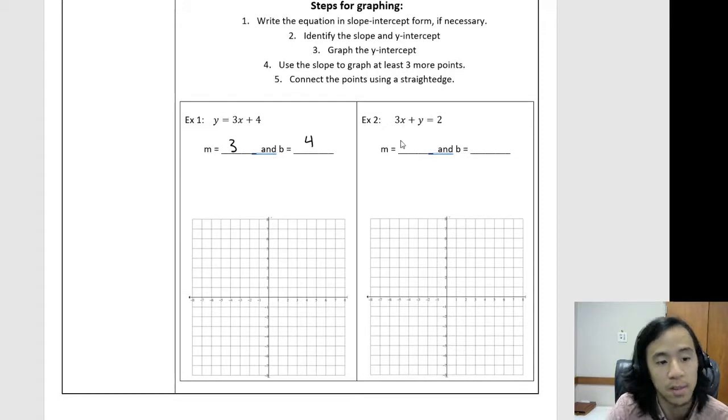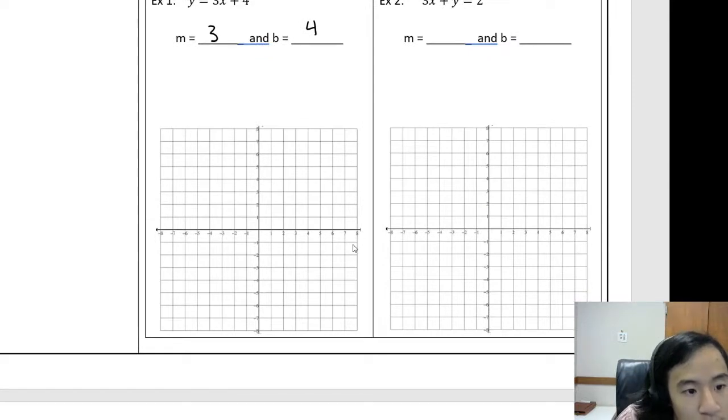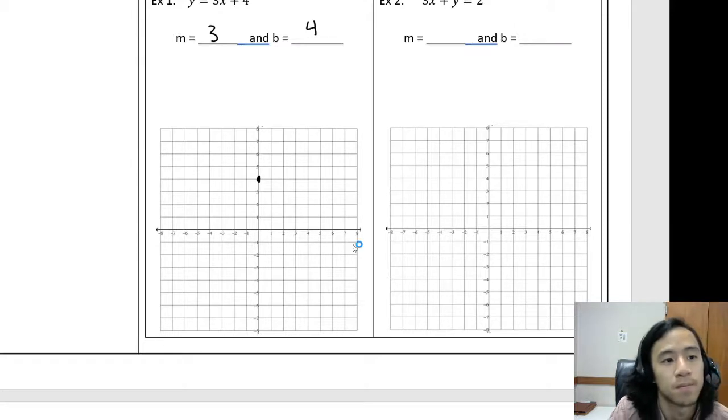Now I'm going to graph the y-intercept. So the y-intercept is 4. Remember this, the y-intercept is going to be on the y-axis and then at that number. So if you can see here, I'll zoom in a bit for you. This is 1, 2, 3, 4. We're on the y-axis. Here's my y-intercept.